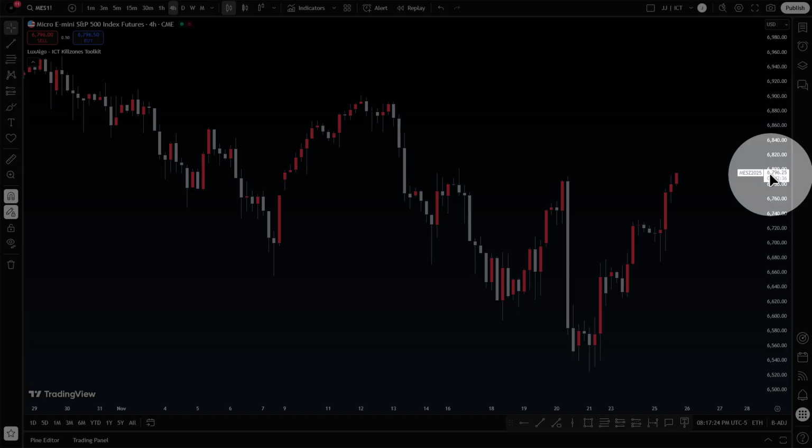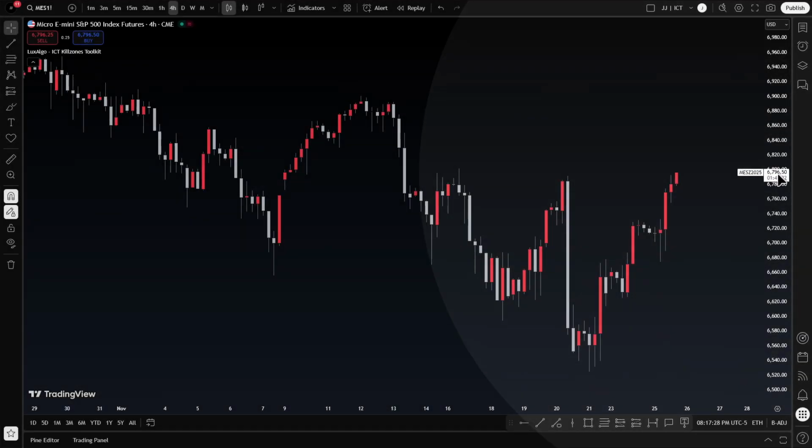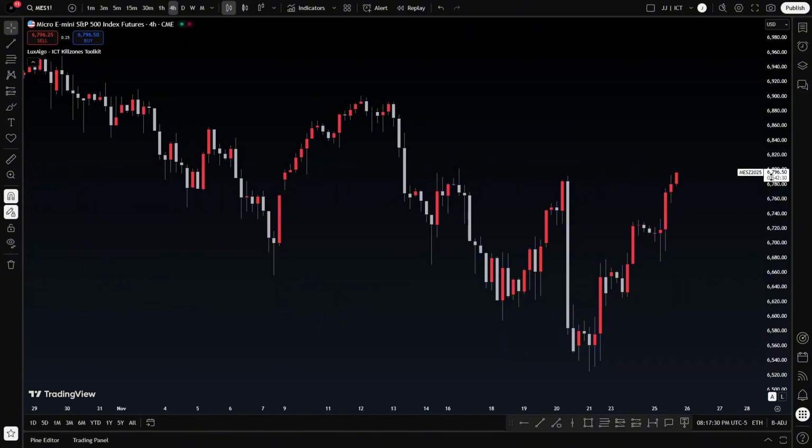Okay? Those are points. So if you see this number go from 6796 to 6896, that means price has increased 100 points. You know your math. Come on, you graduated 3rd grade, right? So you should know how to do this. This is simple. This is easy math. You did pass 3rd grade, right? Oh, okay, just making sure.